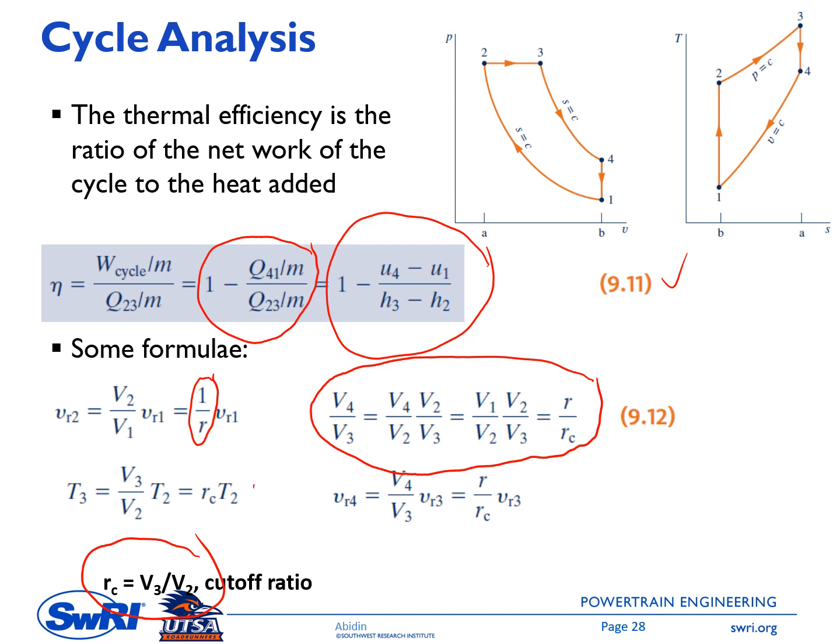And another formula that you can use is to get the T3 from the ratio of the volume and the given T2. And then this is the formula to get VR4 from the volume ratio of V4 over V3 and VR3.